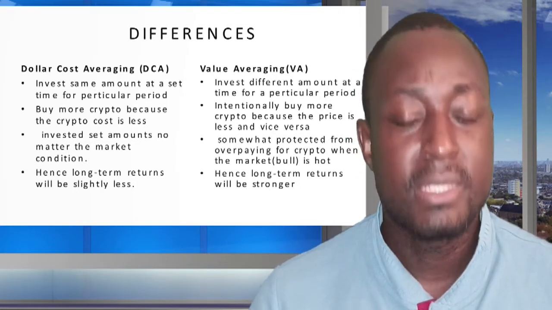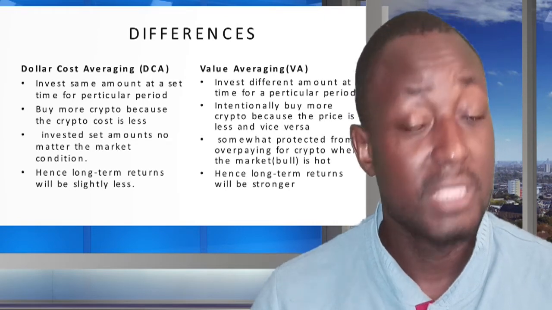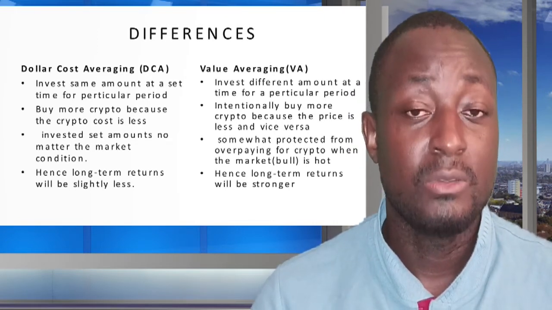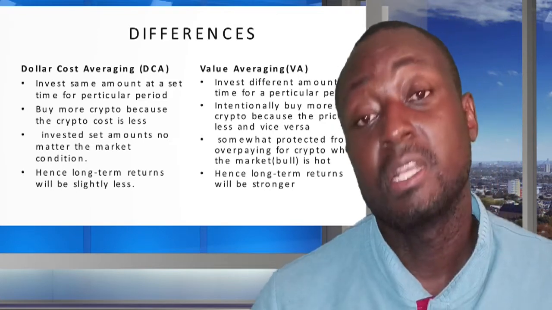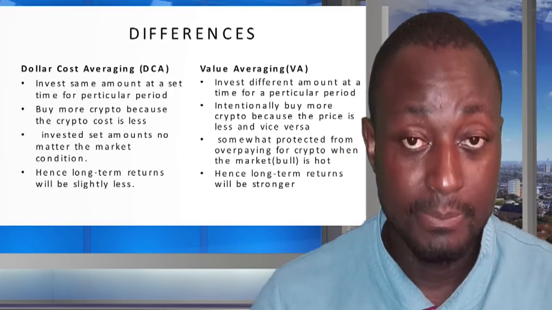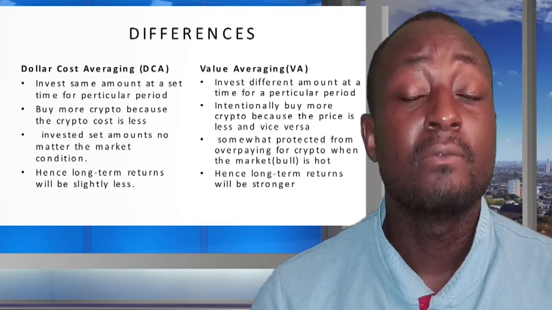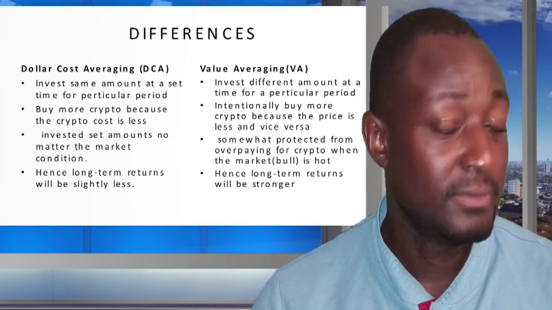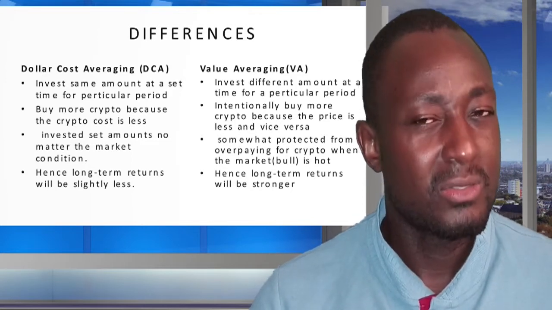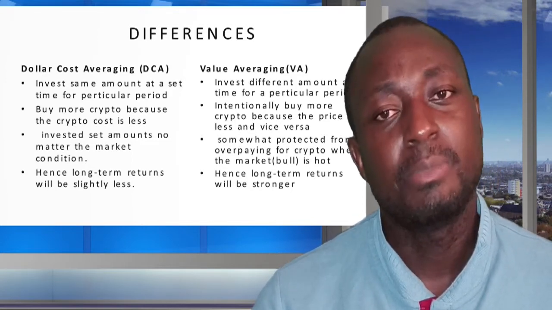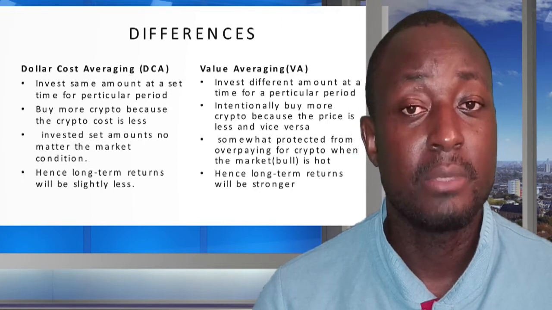Hence, at the end of the day, in the long term, the total amount of crypto bought by the investor will be more in value averaging than in dollar cost averaging. Both of them benefit, but the person who has used value averaging gets slightly more crypto.